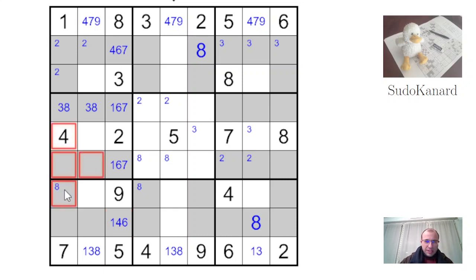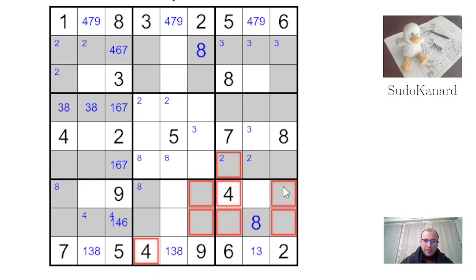4 is not in here. It's not in here. So there are only two places for 4 in this extra region. And in this extra region, 4 is not here. Because of this, it's nowhere here. So it has to appear somewhere there.